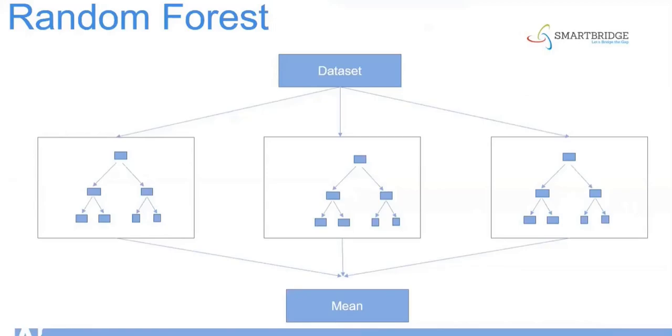Suppose it is a regression problem like house price prediction. This decision tree gave 80,000. This decision tree gave 85,000. This decision tree gave 90,000. So at that time, 80,000 plus 85,000 plus 90,000 divided by 3 becomes the answer for the random forest.